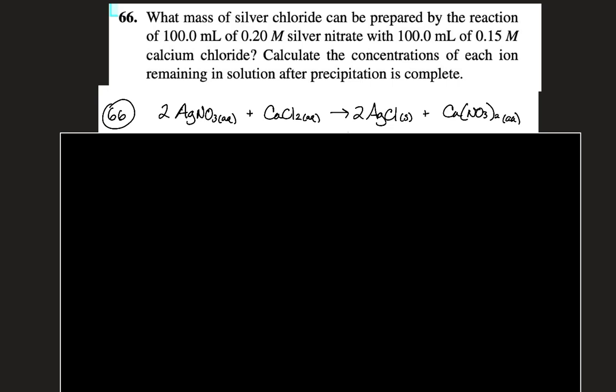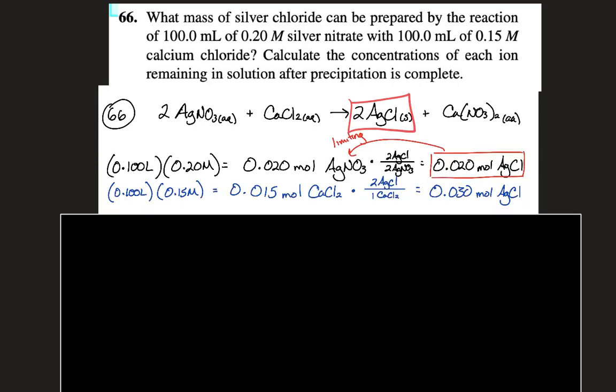All right, this is a limiting reactant problem because we're given volume and concentration of each reactant. So 100 milliliters of 0.2 molar silver nitrate, 100 milliliters of 0.15 molar calcium chloride. The way that I'm going to handle that in my calculation is I'm going to go over to silver chloride with each of those. So we're going to do moles of silver nitrate to silver chloride and moles of calcium chloride to silver chloride. And whichever one's smaller, we're going to take that number.